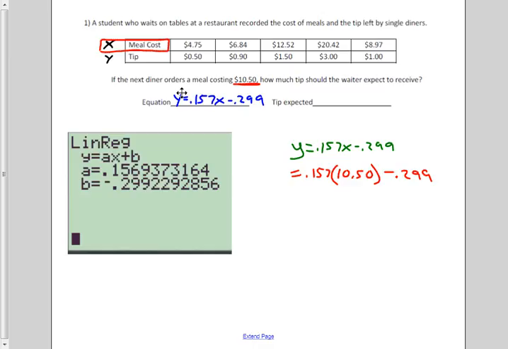Now, I'm going to type that in as is into my calculator, and I get that the tip is that. And we're going to remember we're dealing with dollars and cents, so we should call that 135.